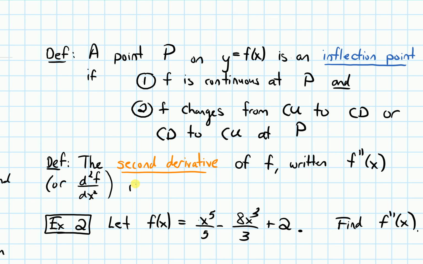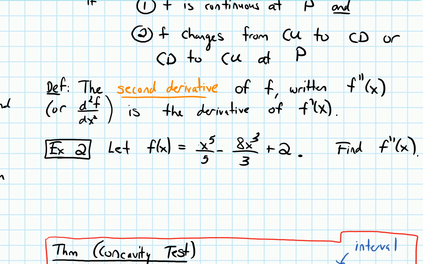So the second derivative, what is it actually? It's the derivative of the first derivative. It's the derivative of f prime of x. So in other words, I have to take the derivative twice to get the second derivative. So let's do a quick example. Let's say that we had the function f of x, and it's this polynomial here. Let's find the second derivative.